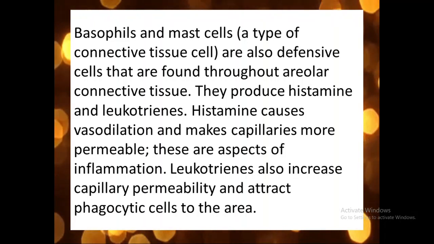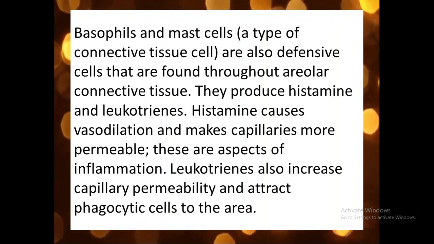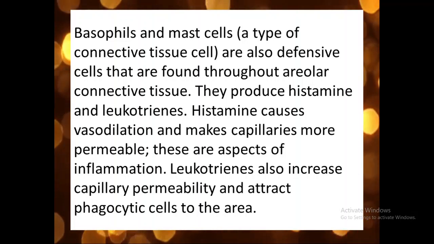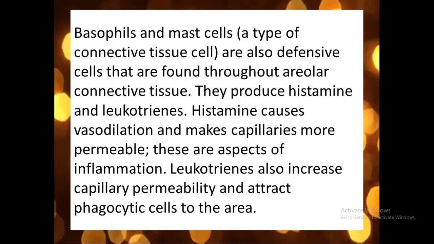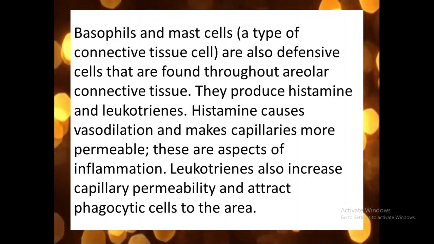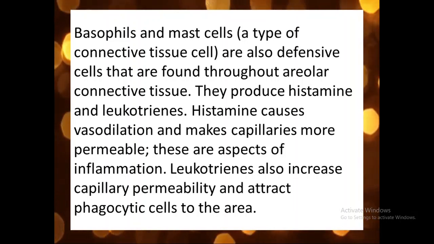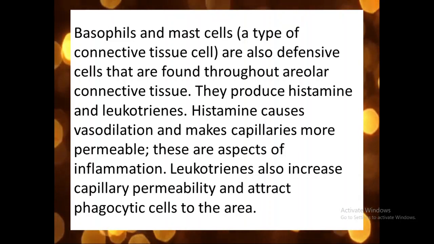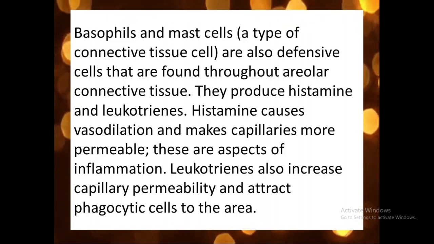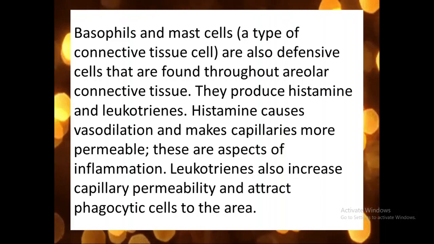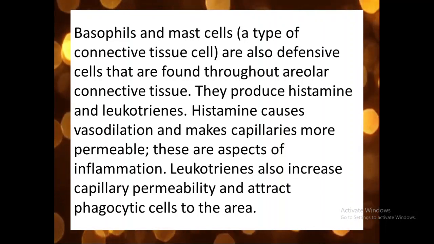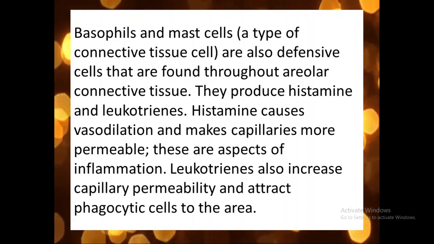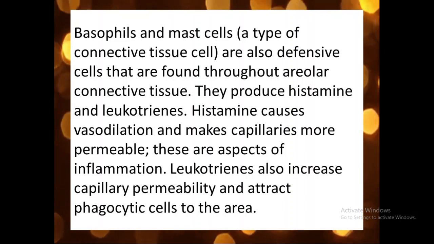Tinatawag po nating mast cells, derived from the red bone marrow and are non-motile cells in connective tissue, especially near capillaries. Like macrophages, mast cells are located at potential points of entry for microorganisms into the body, such as the skin, lungs, gastrointestinal tract, and urinary tract. So they produce histamine and leukotrienes. Histamine causes vasodilation and makes capillaries more permeable.